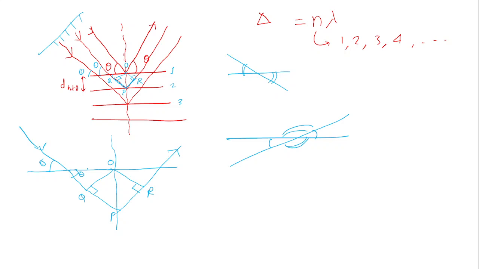Now next, if this is theta, then what is the triangle? Let's call this A. Okay. If angle OAQ is theta, then what will this angle be?